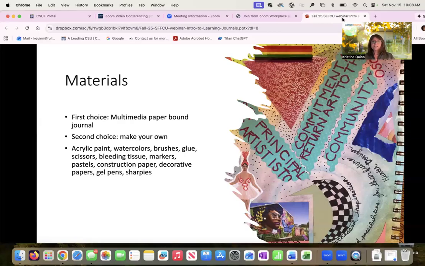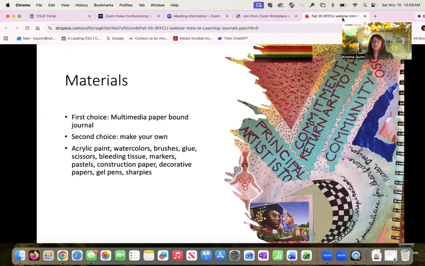One is called bleeding tissue. This tissue, also called art tissue, is an ink-based tissue. It is not a gift wrapping tissue. It is a tissue that when you get it wet, it will leave ink behind. And you will see in some of the examples in the next few slides, I will point out where bleeding tissue is. Decorative papers are also very nice to have on hand, but they can be pricey.